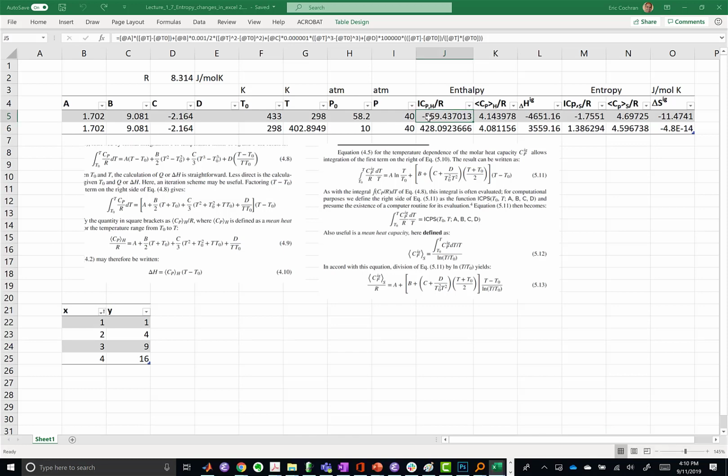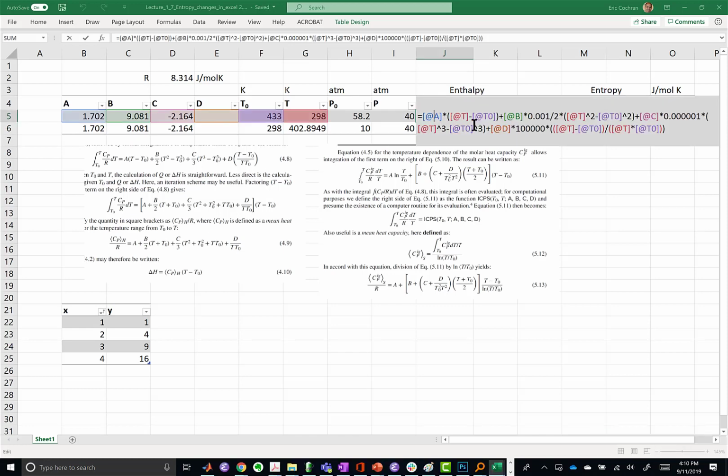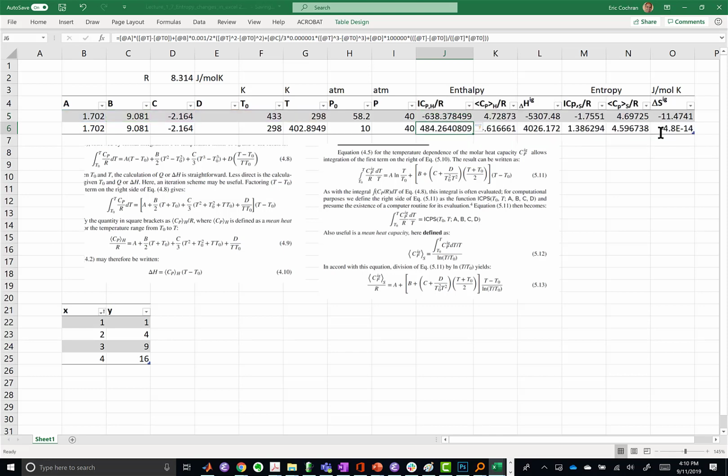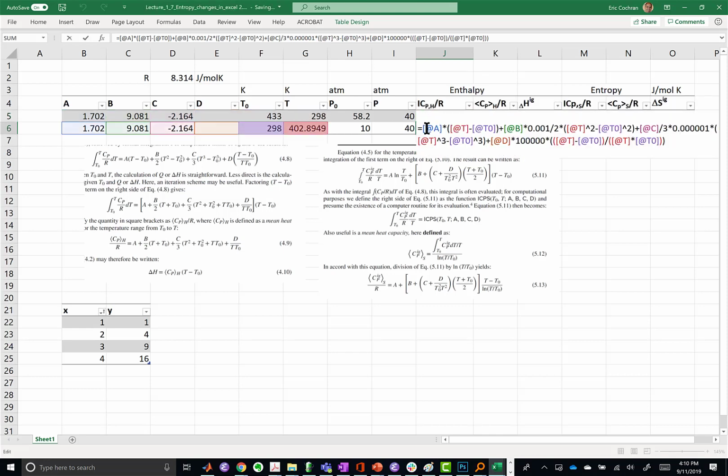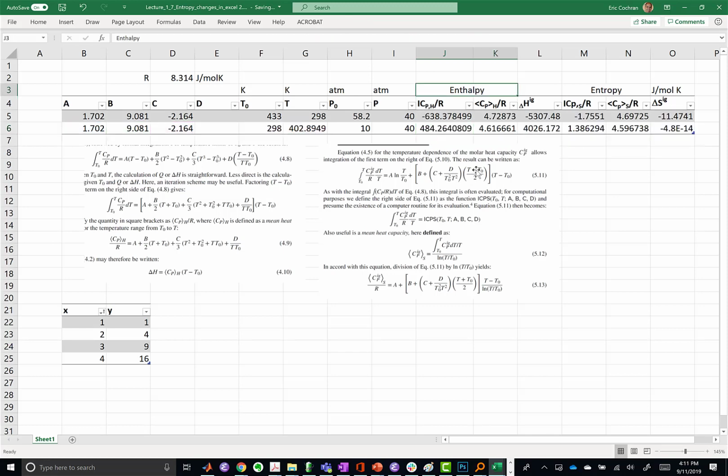Oh, one last little thing. I just caught a mistake here in my enthalpy formula. I'm missing the 1/3 factor for the C term. There we go. Now it's all correct. These two mean heat capacity values are different, but they should be fairly similar to each other in most cases.